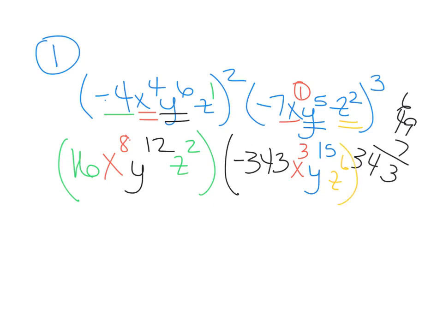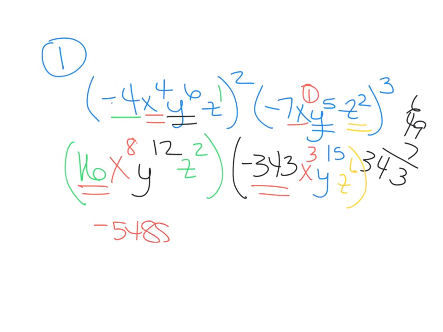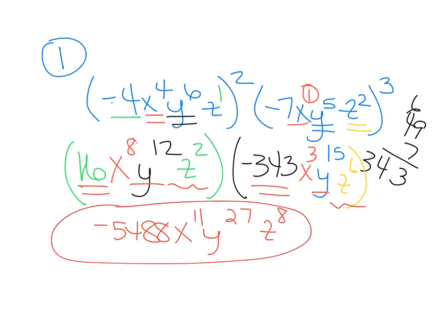So the first thing you're going to do is take your coefficients in each parentheses. 16 times -343, which is -5,488. Then, when you combine your x's in each parentheses, x to the 8th times x to the 3rd, when you multiply, remember you add the exponents. That's x to the 11th. When you take your y's and put them together, 12 plus 15 is 27. And then when you put your z's together, 2 plus 6 is 8. So here is your answer that you should have gotten.